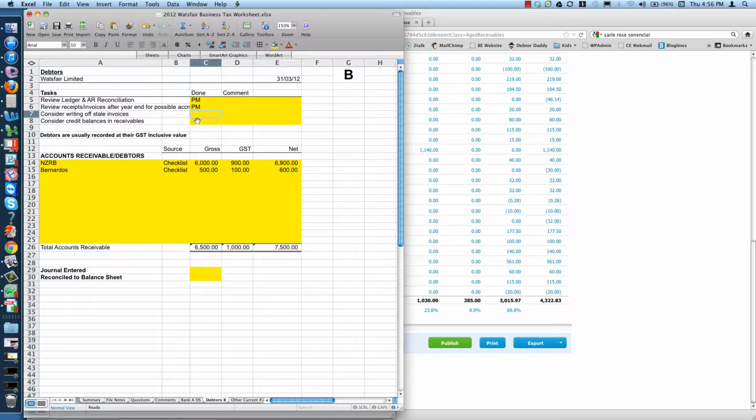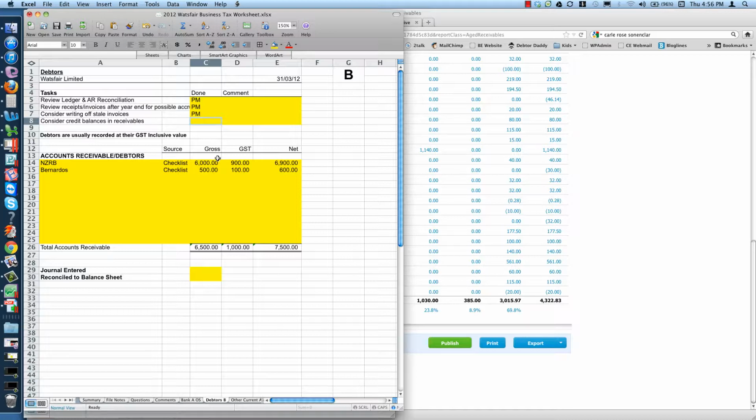Okay, so we're looking for stale invoices here, and the purpose of stale invoices is to look for bad processing or possible write-offs. We've done that. In this case, we haven't got anything because we know that all of these for the SwatSphere client were March invoices. The next thing we want to look at are credit balances and receivables.